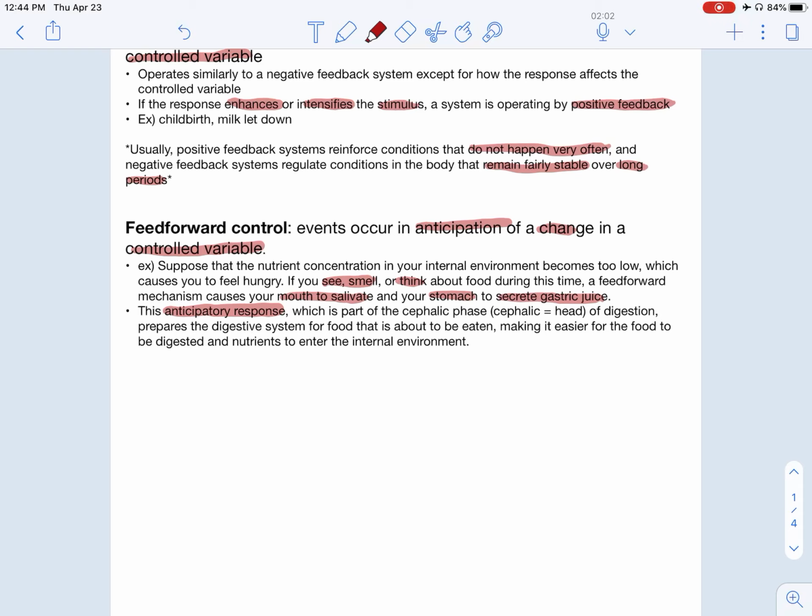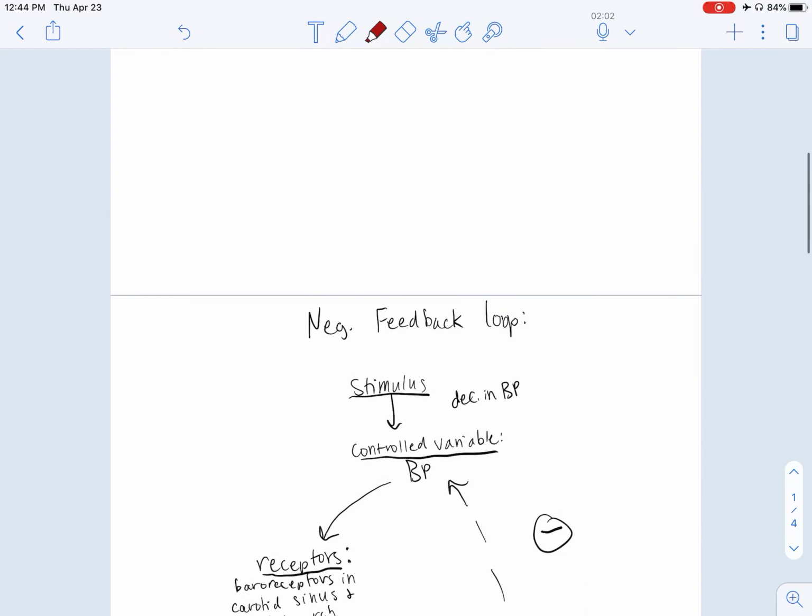The goal of that is to prepare the digestive system for food that it knows is about to be eaten, because most of the time when you see, smell, or think about food, your body knows you're going to be consuming it. So it's trying to prepare your digestive system to make it easier for the food to be digested and the nutrients to enter the internal environment.